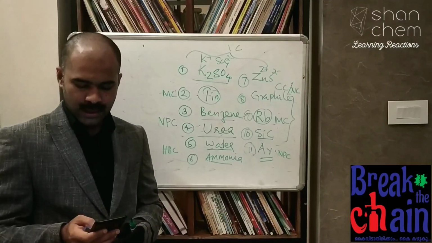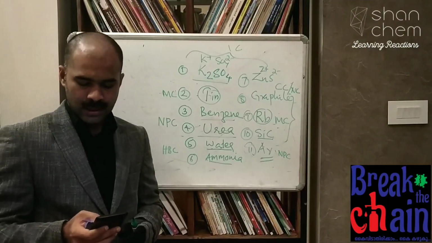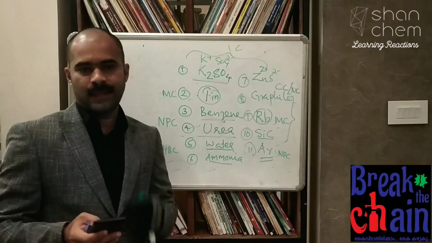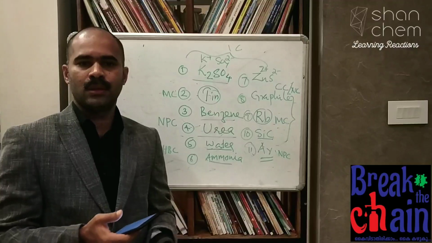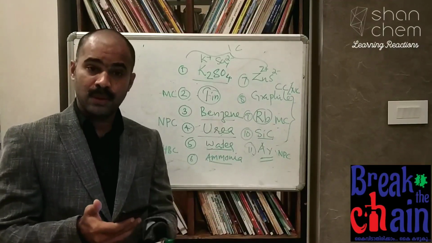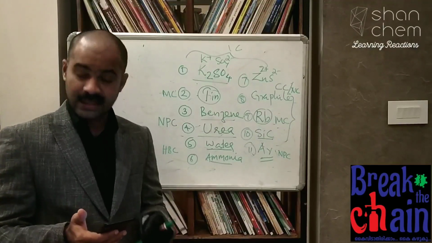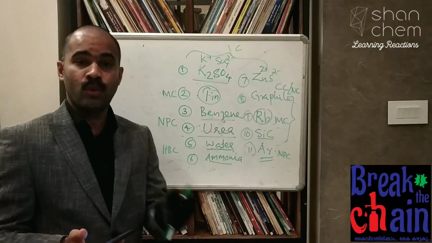What type of solids are electrical conductors? Malleable and ductile. Malleability means the ability to become thin sheets, and ductile means to become wires.